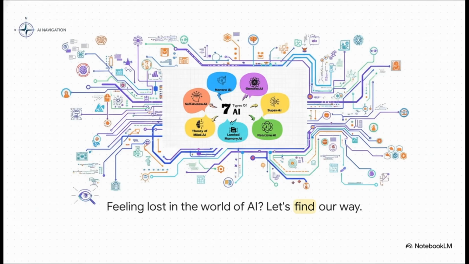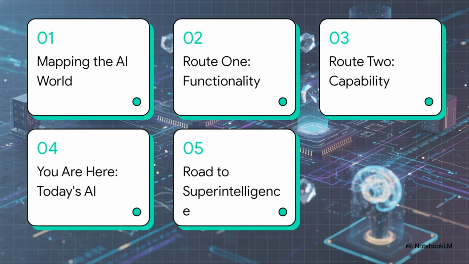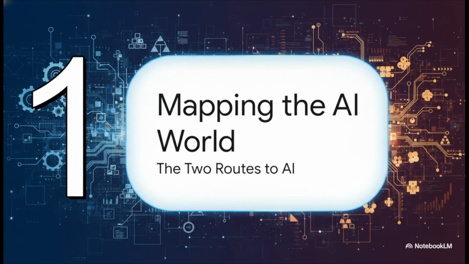And I promise, by the end of this, you're going to have a super clear map to navigate the whole thing. All right, so here's our game plan for this explainer. We're going to map out the AI world. Then we'll take a look at Route 1, which is all about functionality. After that, Route 2, capability. We'll figure out where we are today on this map, and then we'll take a quick look at the road to superintelligence. Okay, let's get right into it.